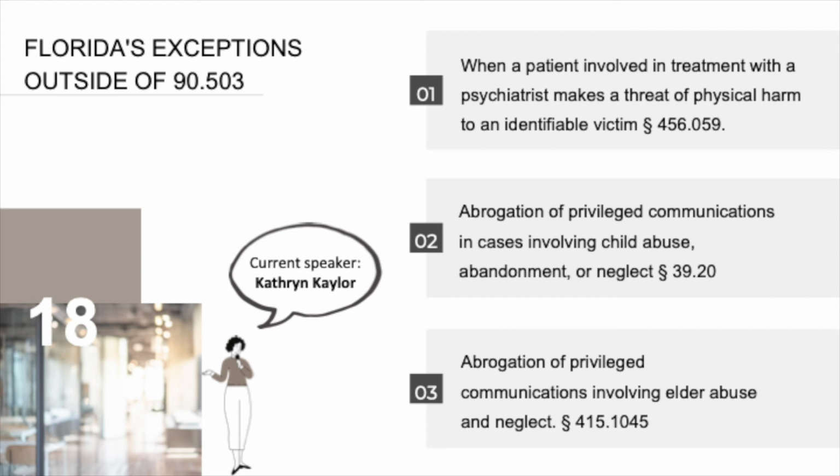There are also other exceptions to 90.503 that fall outside of 90.503 and are enumerated by a statute. The first being when a patient is involved in treatment with a psychiatrist and makes a threat of physical harm to an identifiable victim. This is similar to the exception seen under federal cases or as seen in the Tarasoff case. We know that this exception is waived in regard to making it known to police that there is a possible dangerous patient. But are these statements made by the dangerous patient waived in court too?